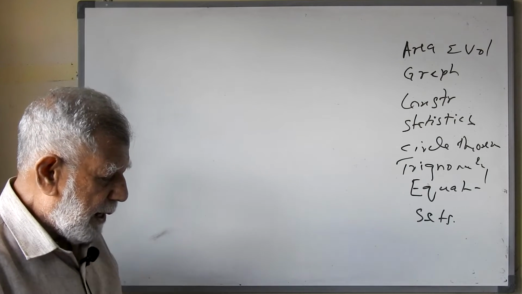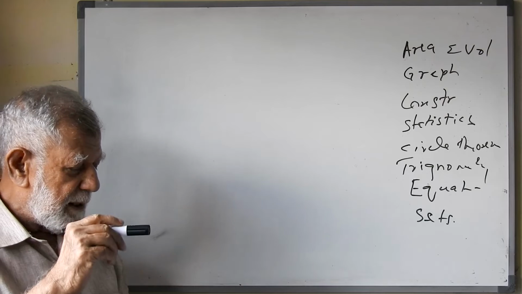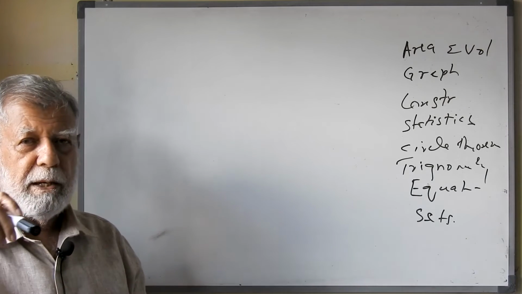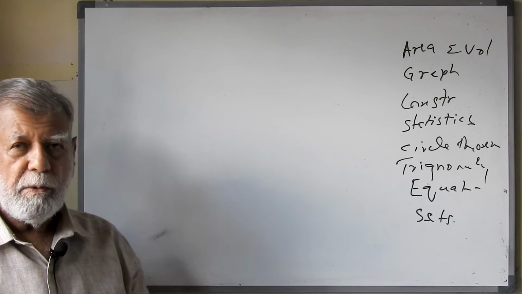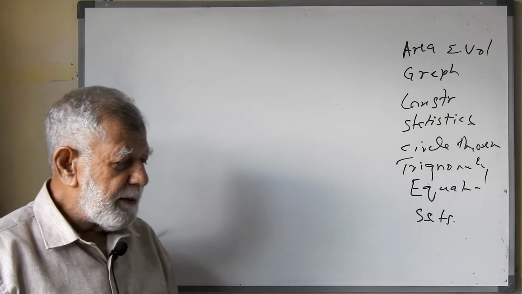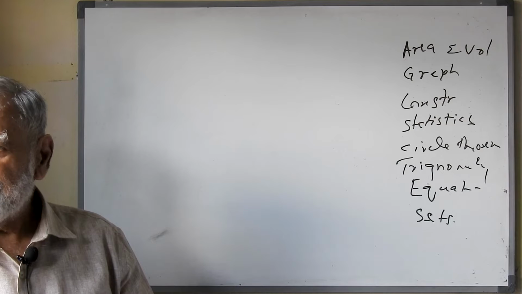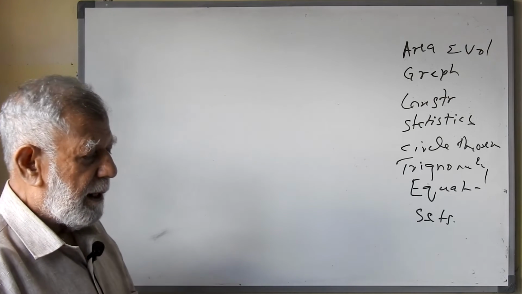Then what are the triangles according to sides? We have the scalene triangle where no sides are equal. We have the isosceles triangle where 2 sides are equal, and the equilateral triangle where all sides are equal. We have studied this before. I hope you remember that. Now Pythagoras theorem is entirely on right angle triangles.